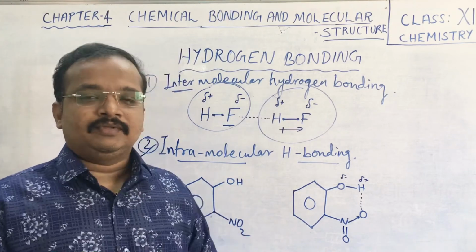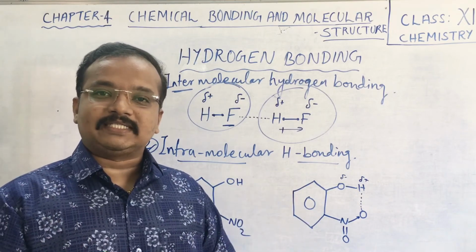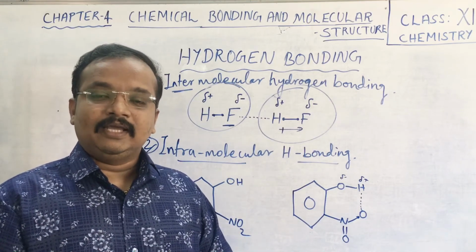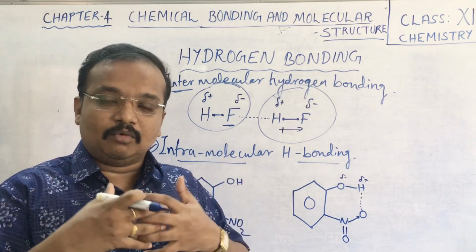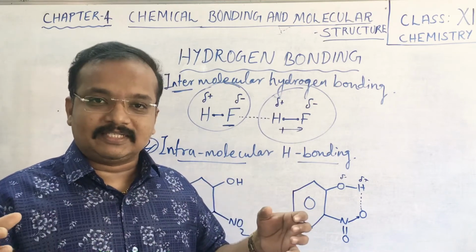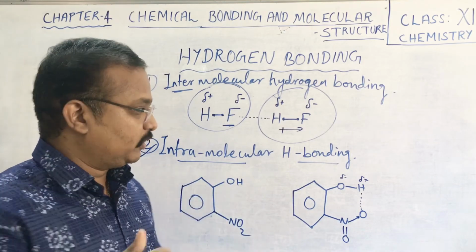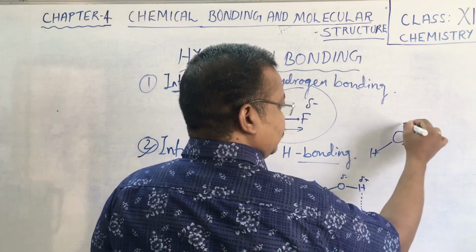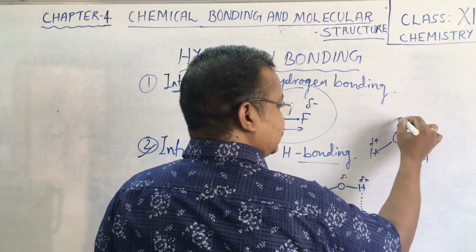So children, hydrogen bonding also affects some physical properties, such as the boiling point of a molecule. If hydrogen bonding is there, it makes the molecules come closer. When molecules are closer to each other, they do not come out easily, isn't it? So the boiling point may increase. That is what happens in the case of the water molecule. The water molecule has two hydrogen atoms and an oxygen. The hydrogens are delta positive and the oxygen is delta negative.